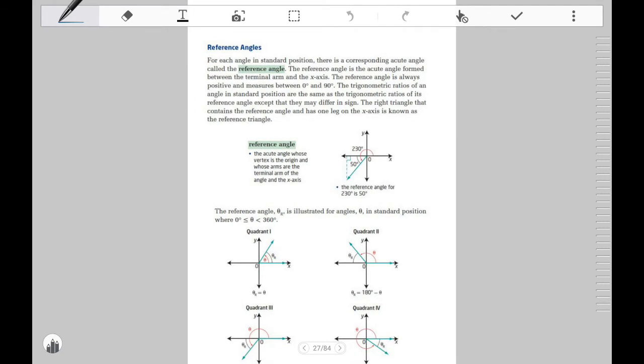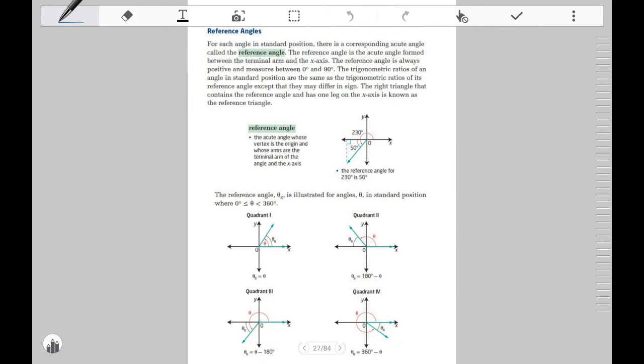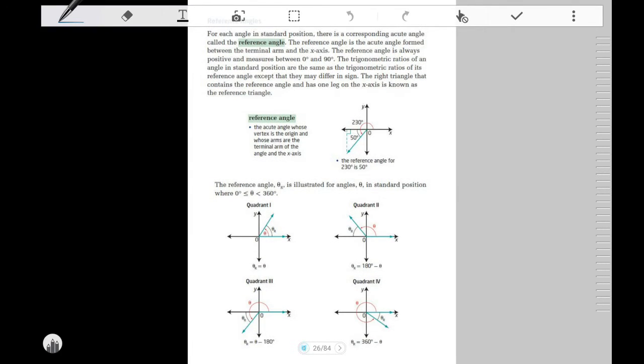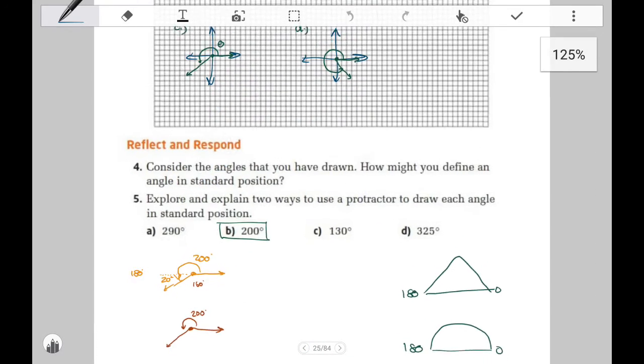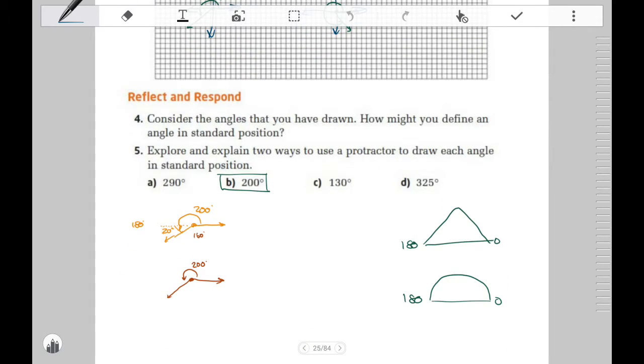to reference angles. Reference angles are angles that we can use to help describe angles in standard position. They're always taken from the x-axis. So when we did question 5 in the investigation, we used a reference angle. If I turn the page back to here, we used a reference angle in this yellow example here. We use the reference angle of 20 degrees below the x-axis on the left-hand side.